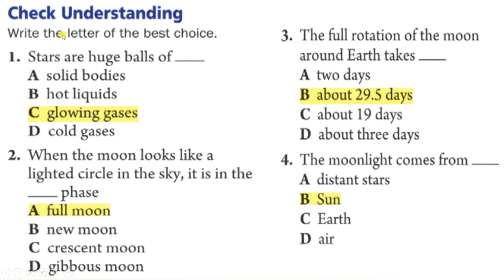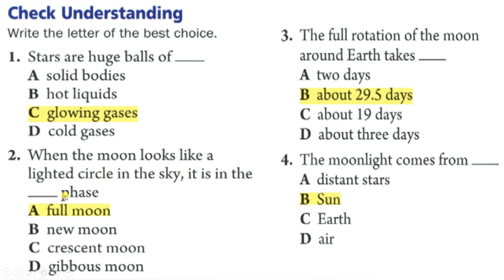Check understanding. Write the letter of the best choice. 1. Stars are huge balls of A. solid bodies. B. Hot liquids. C. Glowing gases. D. Cold gases. The correct answer is C. Glowing gases.